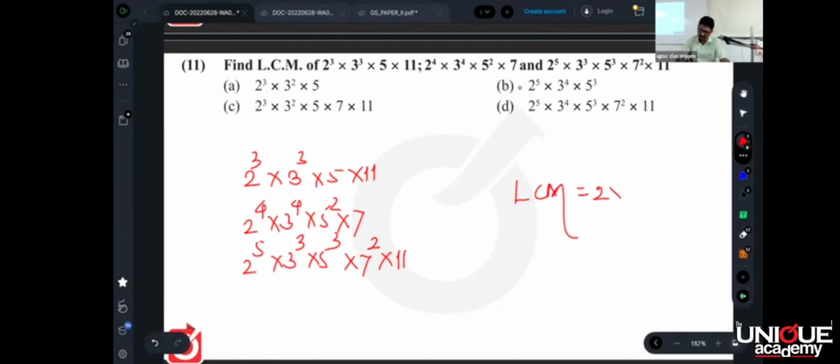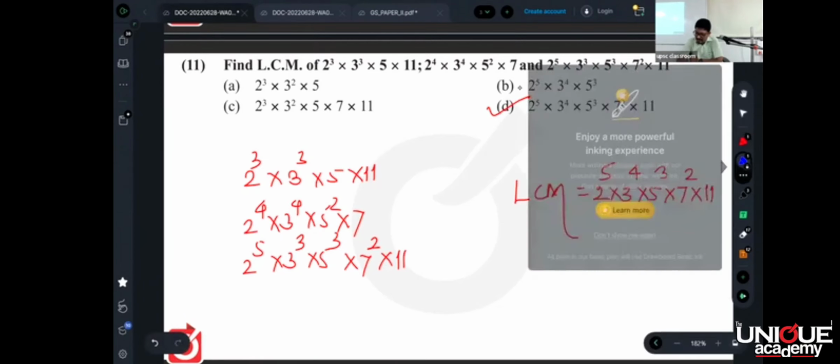So to find the LCM, we have to take all the bases which are present here. These are 5 bases, all bases with their maximum powers. So 2's power maximum is 5 in the third number. 3's power is maximum 4 in the second. 5's power maximum 3 in the third. 7's power is maximum 2, again in the third. And 11 is present in the first and third, having common power 1 only. So that is reflected in which option? Option D is the answer.